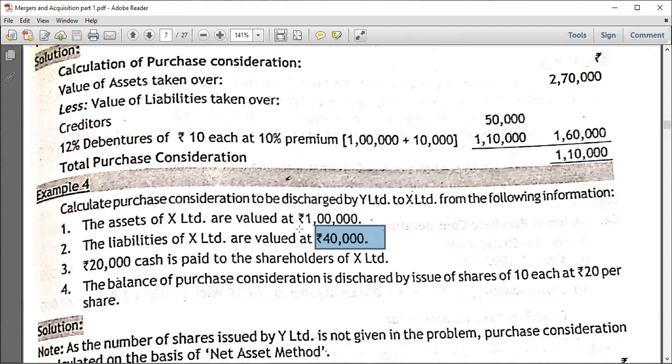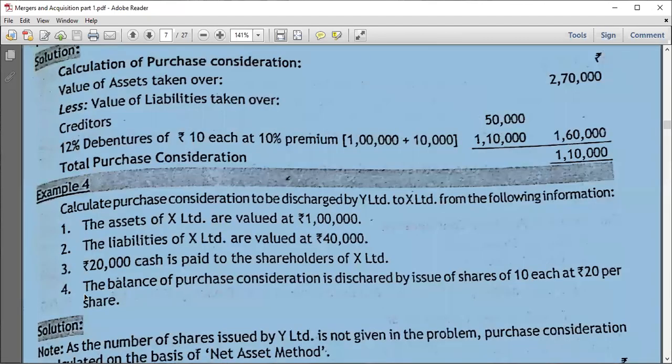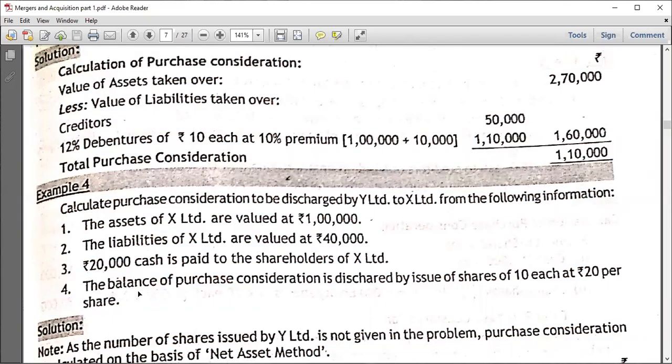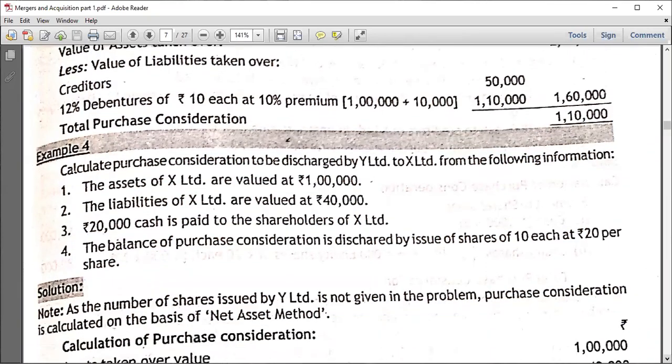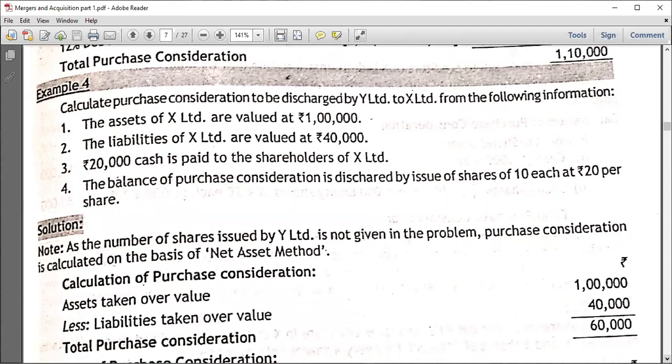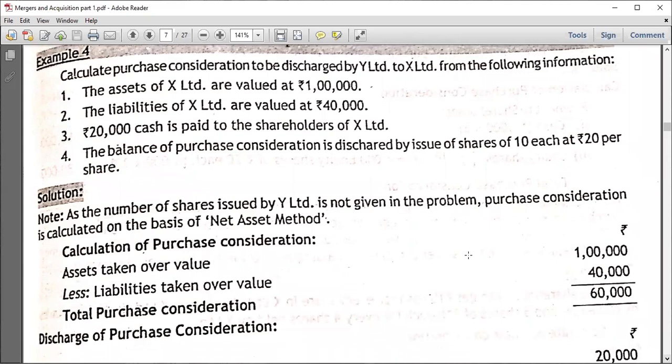If we calculate, see, they have given assets and liabilities, and they have given mode of payment also. 20,000 cash is paid to the shareholders of X Limited. After calculating PC, out of the total PC, they're paying 20,000 in cash, and the balance of purchase consideration. That means they have given assets information, they have given mode of payment information, but only the 20,000. They have not given information on the balance PC. That means that is nothing but the net asset method. Now I've already explained the question, so we look at the answer. Assets taken over.